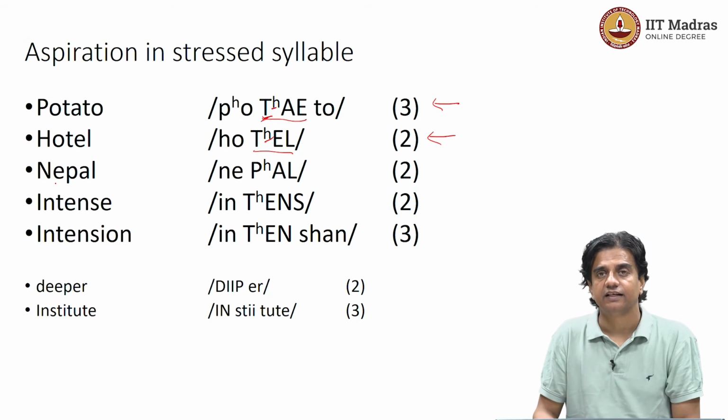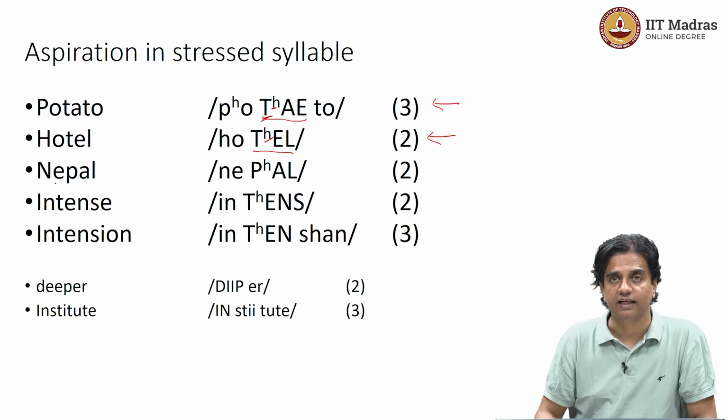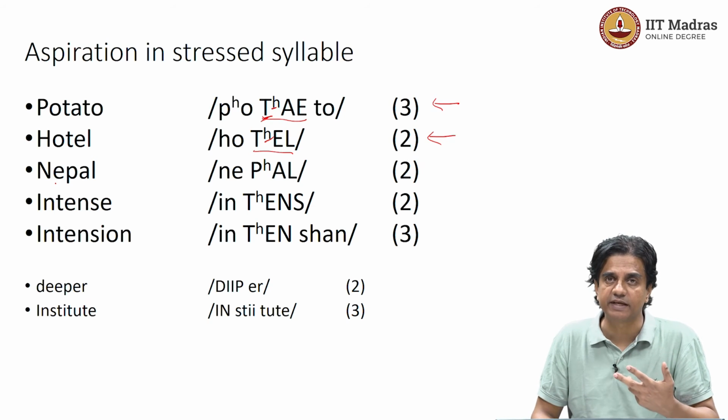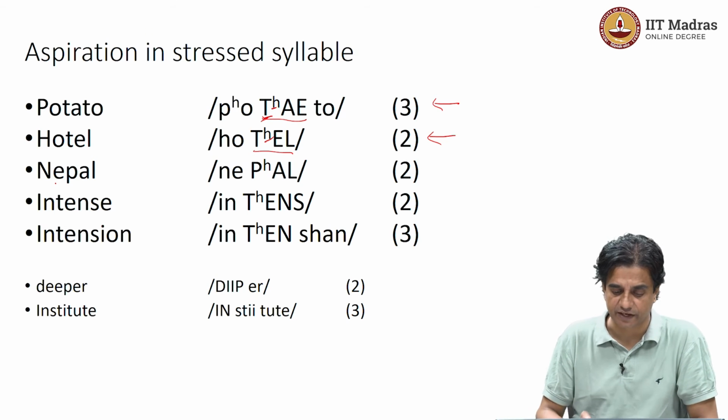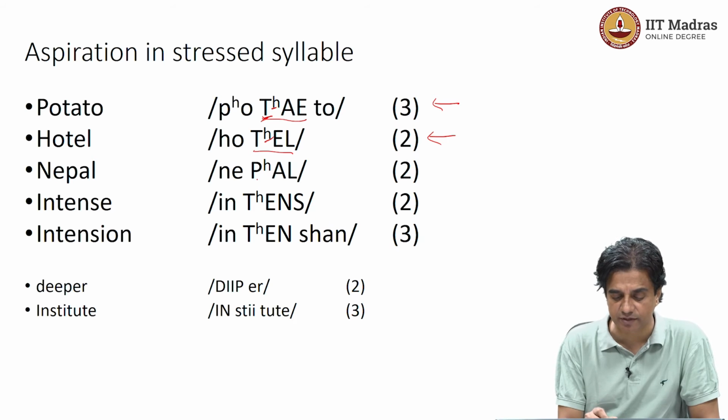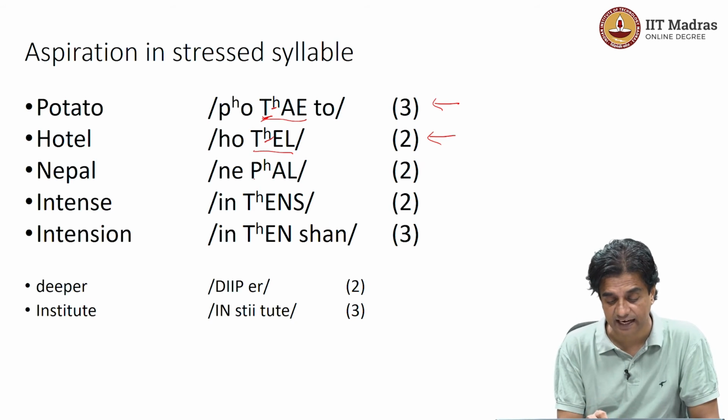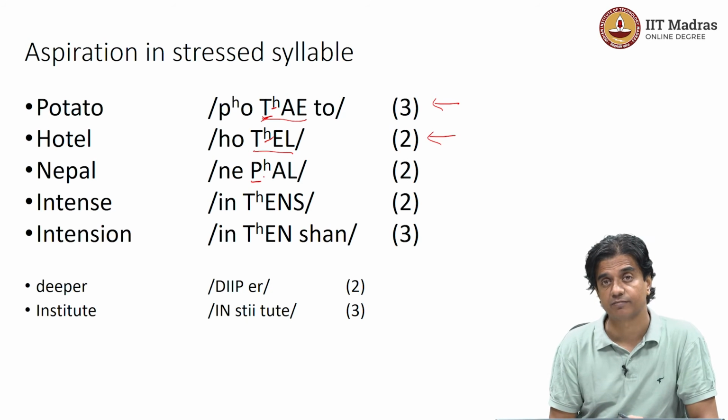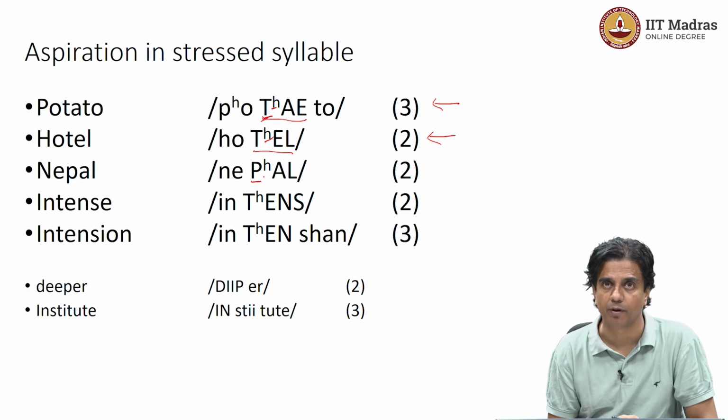This word, it's the name of a country, Nepal, Nepal. Many English speakers, when they speak this word, because it has two syllables and the second syllable is stressed, and in the beginning of the stressed syllable there is a pa sound, make it aspirated. They say Nepal, Nepal.